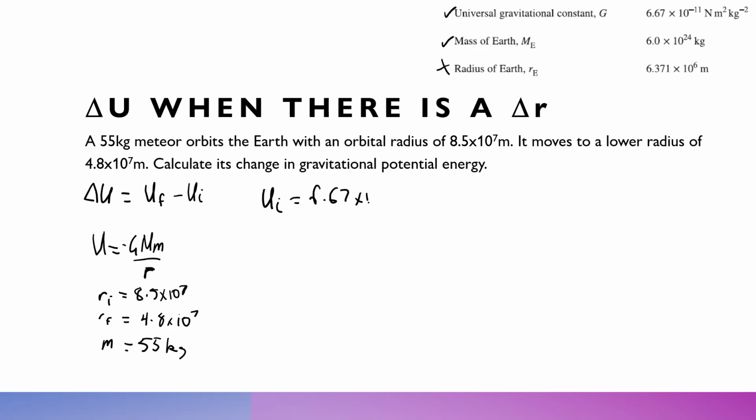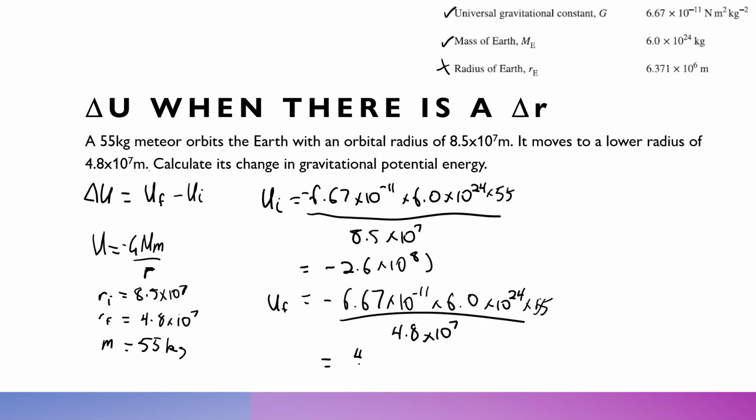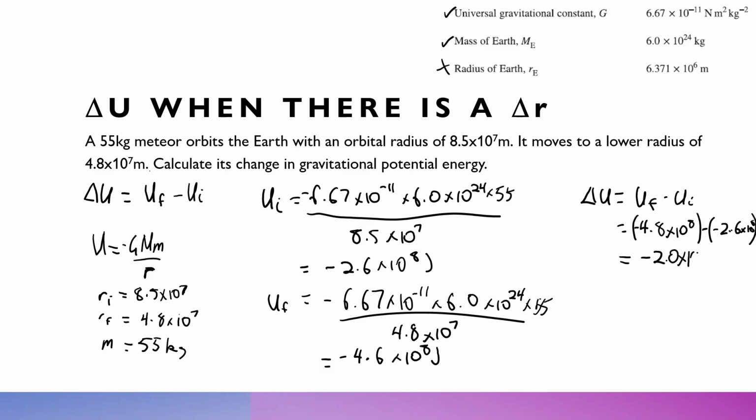So in the first step, I'm going to solve for U_I and U_F. From there, we can take the difference between these two values, and that will give us our change in potential energy. And this should give us negative 2 times 10 to the 8 joules.